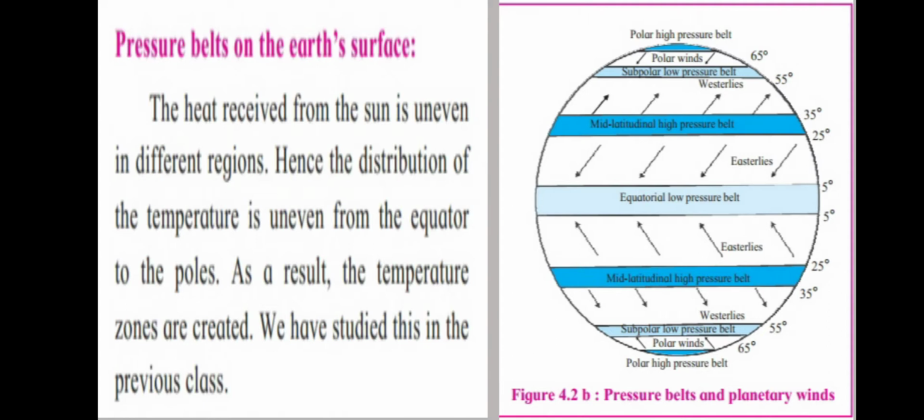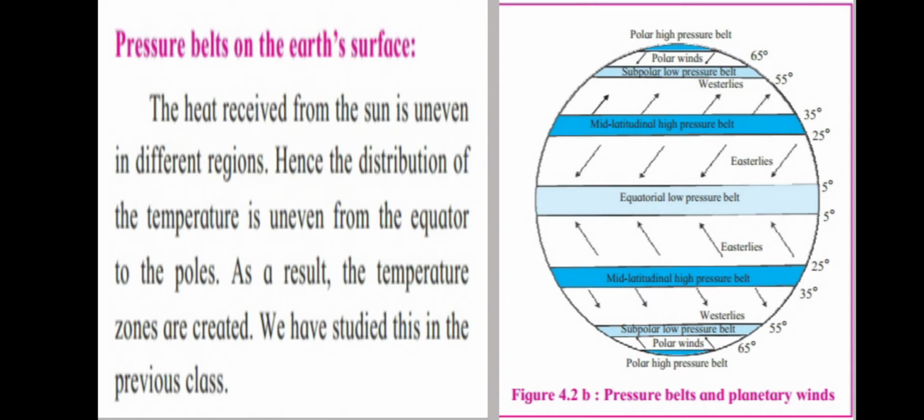Okay, see in this figure, we have shown some pressure belts to you. First one, the equatorial low pressure belt is there. Then mid latitudinal high pressure belt is there. Afterwards, subpolar low pressure belt is there, and at last polar high pressure belt is there. Means high and low pressure belts occur alternatively. Understood this?